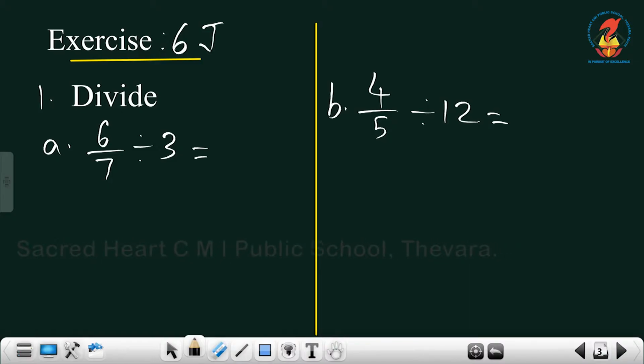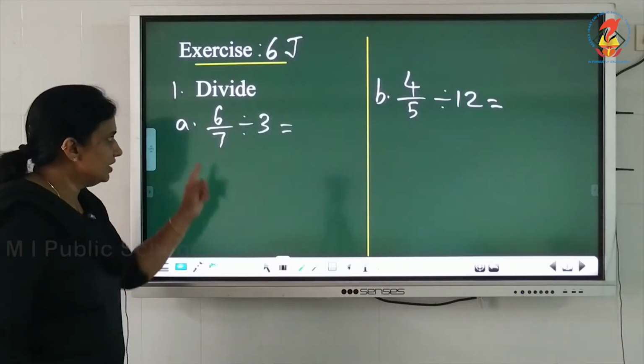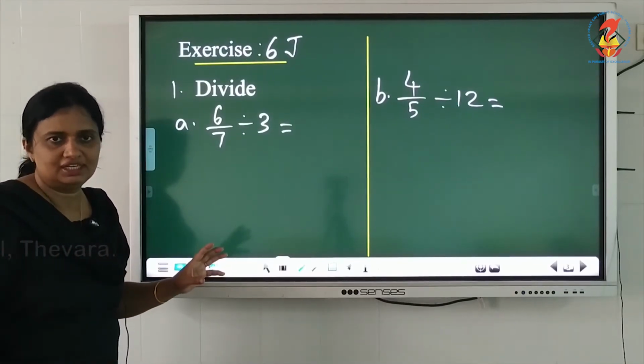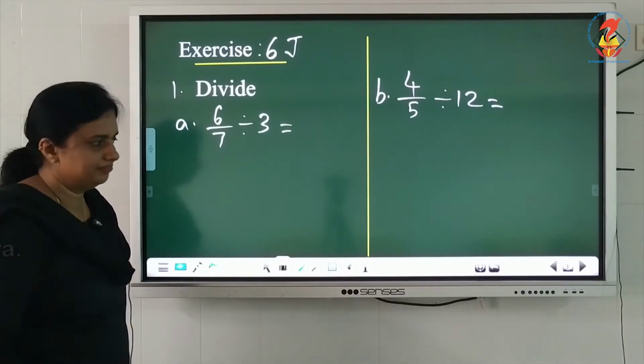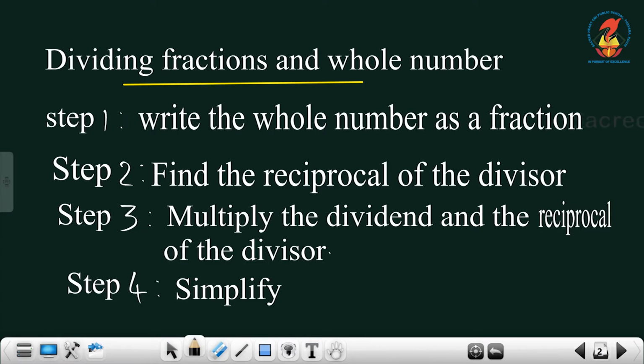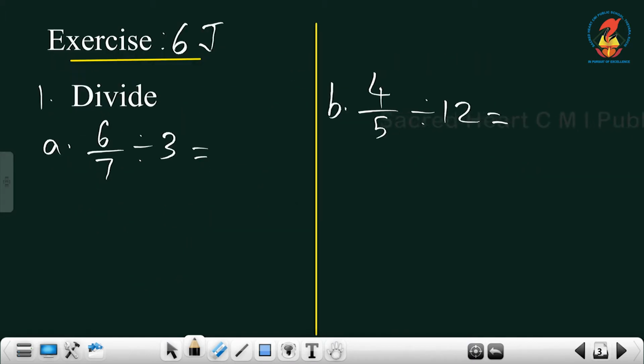Okay, don't worry. See, 6 by 7 divided by 3. First I need to do what? Find the reciprocal of the divisor. I show you those steps, right? See this. Find the reciprocal of the divisor. After that, you need to multiply the dividend and the reciprocal of the divisor only, right? The reciprocal of the divisor, 3, is what? 1 by 3 only. So, I need to multiply 6 by 7 into the reciprocal of the divisor.